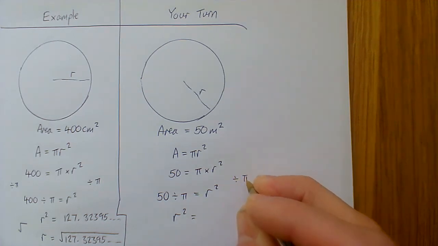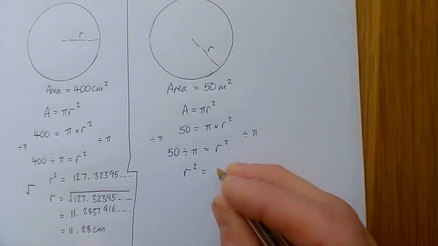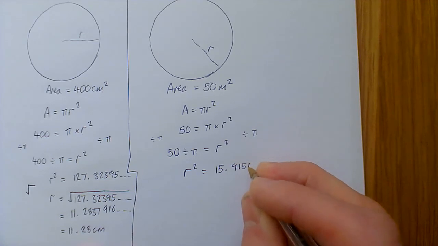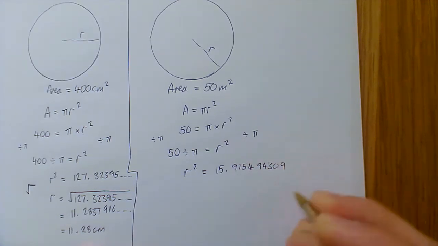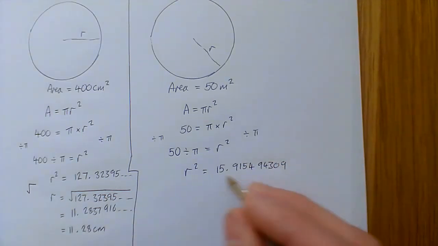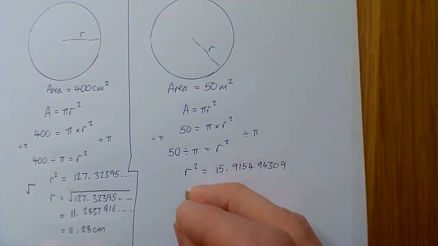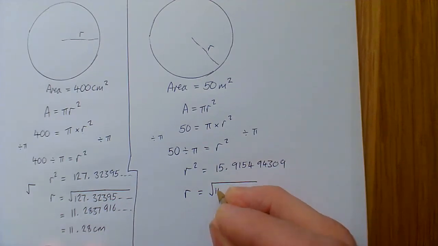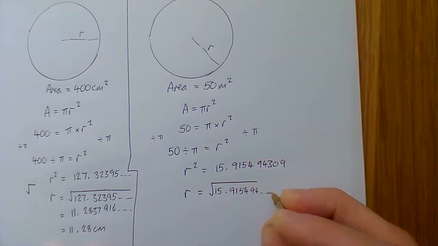And r squared therefore equals, looking at my calculator here, 15.9154 94309. If you haven't written down quite as much accuracy as that, that's fine, but at least give me 4 or 5 decimal places, absolute minimum. We want to square root that, so r equals the square root of 15.915494, etc.